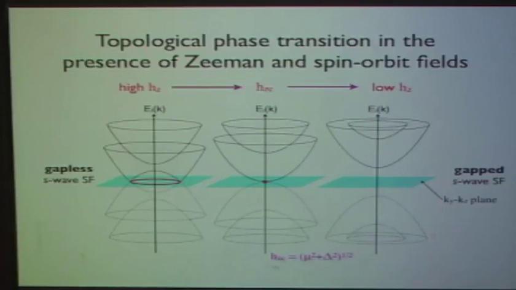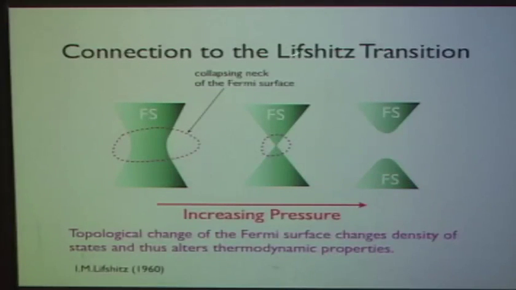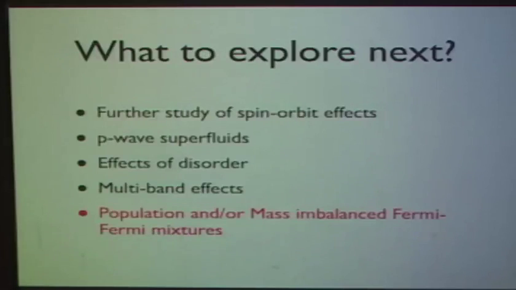This topological phase transition is connected to the Lifshitz transition, which is associated with a change in the topology of the Fermi surface. This cartoon shows one example of a Lifshitz transition in a non-interacting system. In this case, we control the pressure. The single Fermi surface's neck collapses as we increase the pressure, and finally ends up with two disconnected Fermi surfaces. So the topology of the Fermi surface changes as we control the pressure. This is called the Lifshitz transition. So the topological phase transition is related to the Lifshitz transition in the sense of a change in the topological property in momentum space.